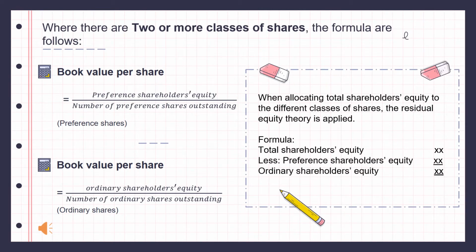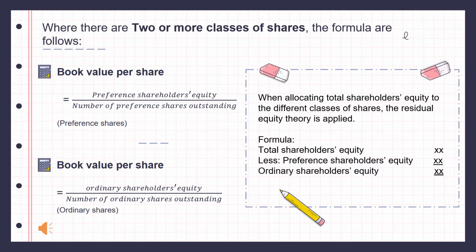Where there are two or more classes of shares, the formulas are as follows. Book value per share is equal to preference shareholders' equity divided by number of preference shares outstanding kapag preference shares. Next, book value per share is equal to ordinary shareholders' equity divided by number of ordinary shares outstanding kapag naman ordinary shares. So, ito naman yung formula pag hindi lang isa yung kind of shares mayroon ang business.